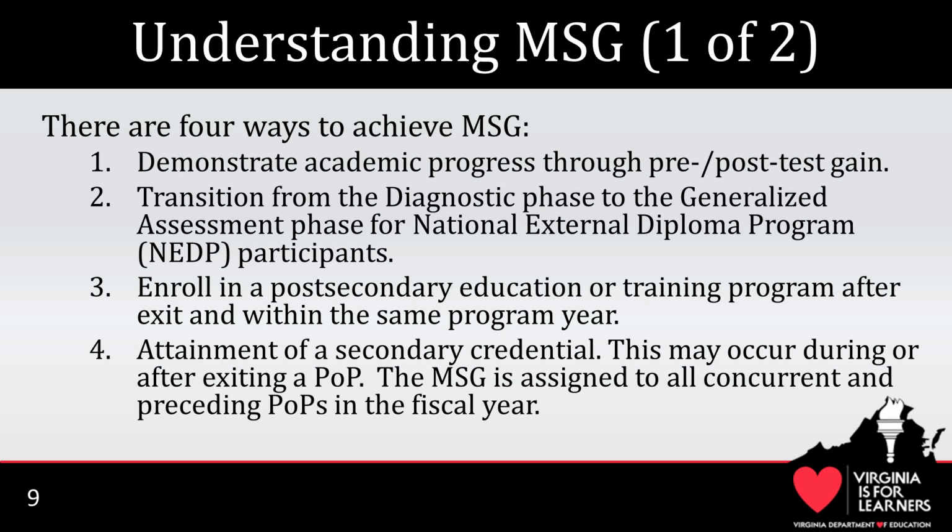If a participant achieves a secondary credential attainment gain, the MSG is assigned to the POP in which it was earned and all preceding POPs during the current fiscal year. For example, if a participant has 3 POPs and earns a GED either during or after the 3rd POP, the participant will be recognized as having achieved an MSG for all 3 POPs.